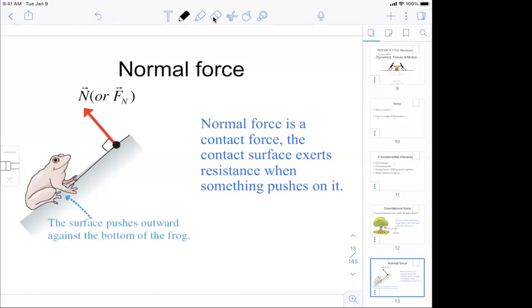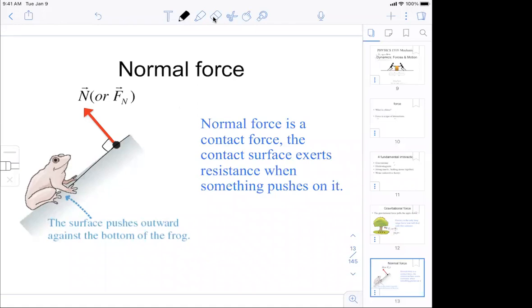Right? This is a contact force. If your body leaves the chair, you're not going to have the force. It's no longer supporting you, right? If the frog is not on the surface, of course, it's not going to have the normal force, okay? So you need the pushing. If you're simply touching the surface without pushing on it, you're not going to feel a normal force, okay?